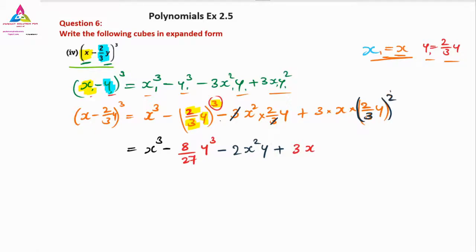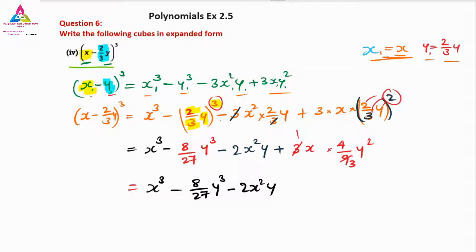In this we have to take the square for both. This is 2 also, 3 also and y also. So 2 square is 4, 3 square is 9 and y square is y square only. So now you can cancel, 3 ones are 3, 3 threes are 9. So the final answer I can write down here: x cube as it is, minus 8 divided by 27 y cube as it is. Then minus 2x square y as it is. And lastly, here we have 4, here we have 3, and here we have x and y square. So plus 4/3 x y square.